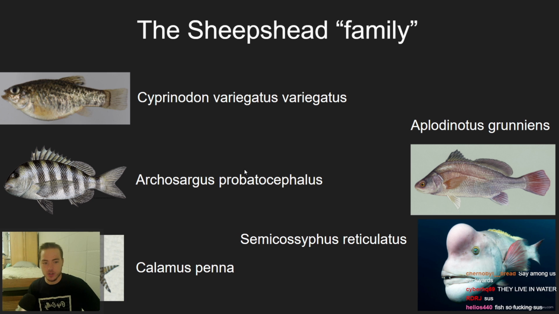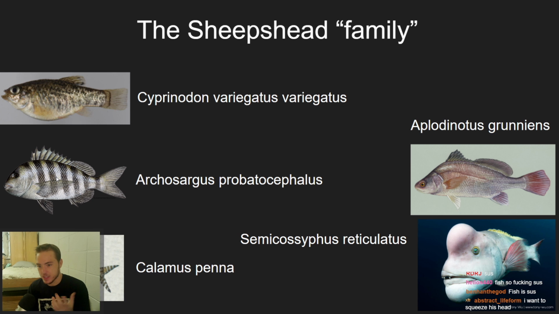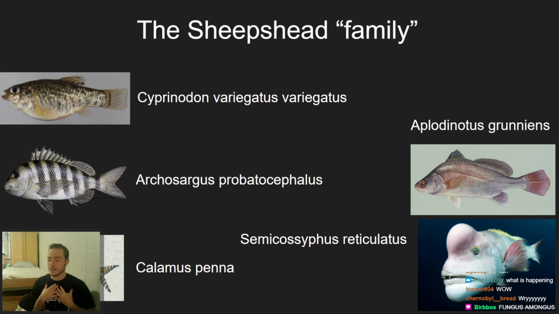Because if I called this an Archosargus protocephalus, you would say, okay, yes, you mean the sheepshead, the one with the messed up teeth, good eating. They're starting to show up in New Jersey now. Yeah, scientific names can be difficult to say. I agree. I think that, in my opinion, and maybe I'll talk about it more at the end, scientific names are too complicated for the average person to use.